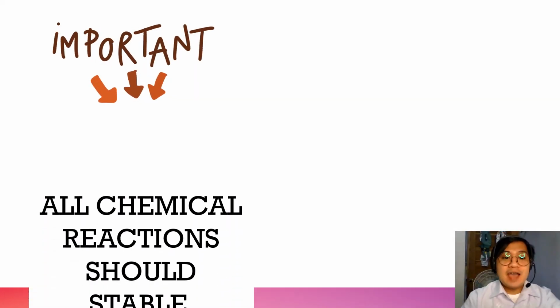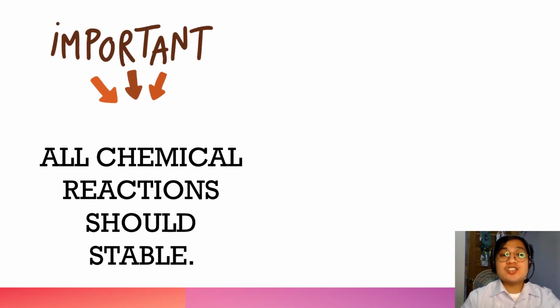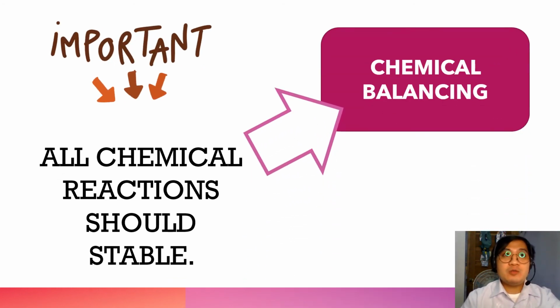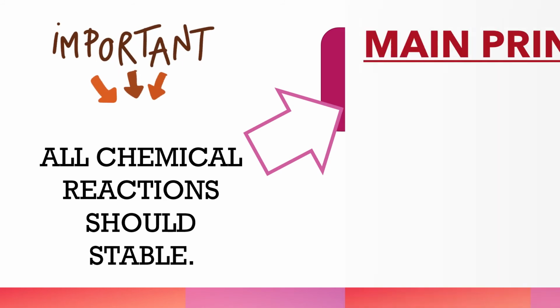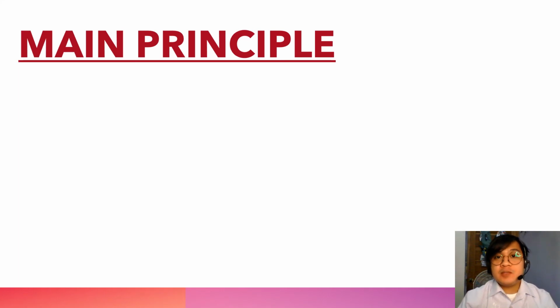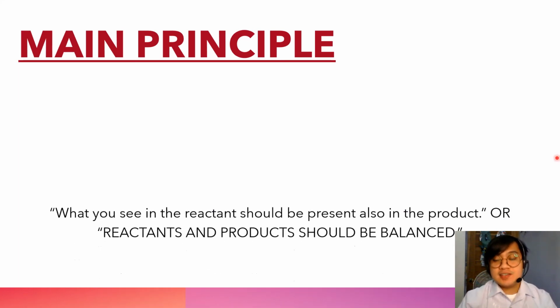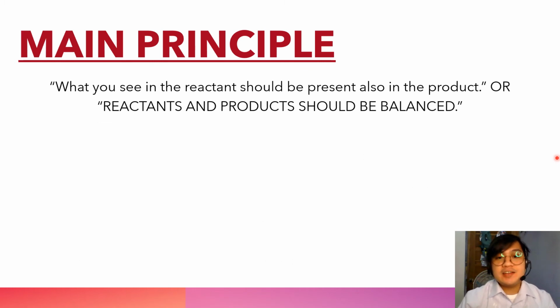Also remember that all chemical reactions should be stable. Therefore, we will now go to the next topic, which is chemical balancing. Take note that the main principle of chemical balancing is this particular statement. What you see in the reactants should be present also in the products, or reactants and products should be balanced to each other. It means that whatever you see in the reactants should also be present in the products, or it should be balanced to each other for them to become stable.